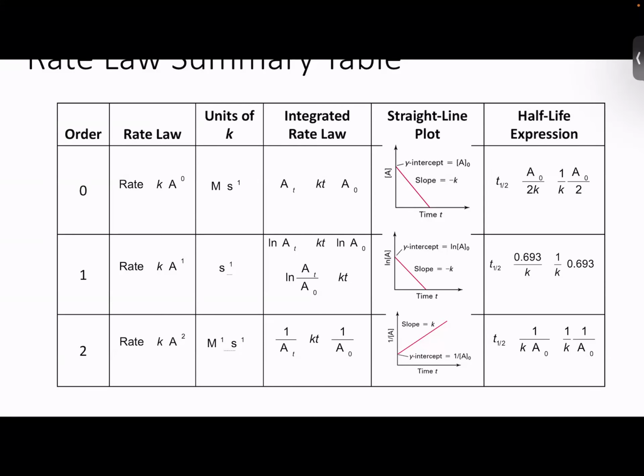One thing I do want to point out though is this column. Your rate, one thing that I haven't mentioned that is valid is your rate constant. The rate constant for zero order is molar per second, is the units for the rate constant. For first order, the unit is simply per second. And for second order, the rate constant is per molar second.